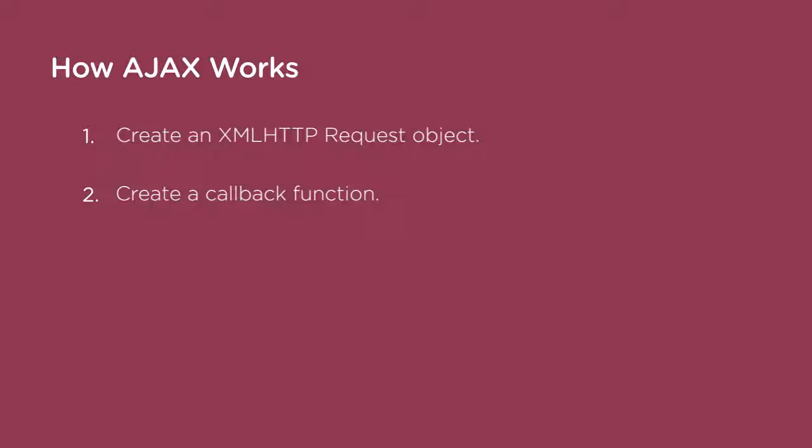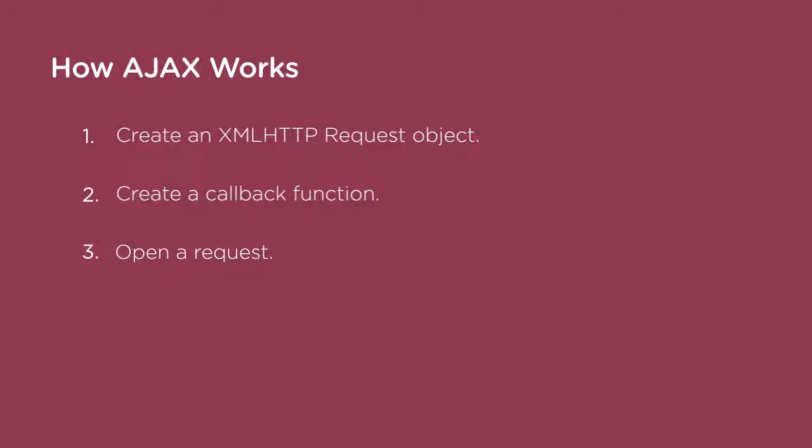Second, define a callback function. This is the programming you want to run when the server returns its response. The callback is where you process the returned data and update the HTML on the page. In the case of Google Maps, for example, the callback function updates the map on the screen after the server sends new map tiles to the browser.